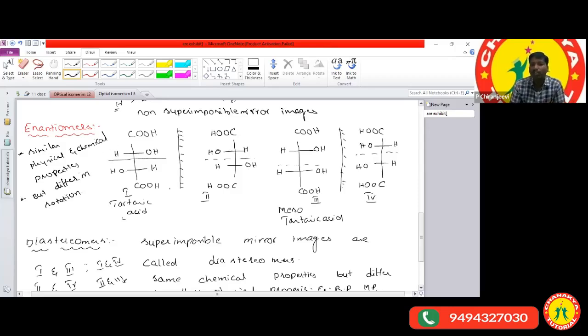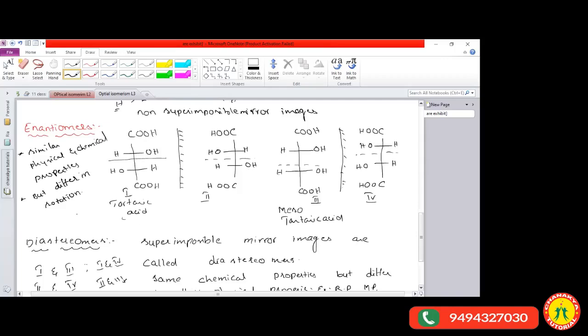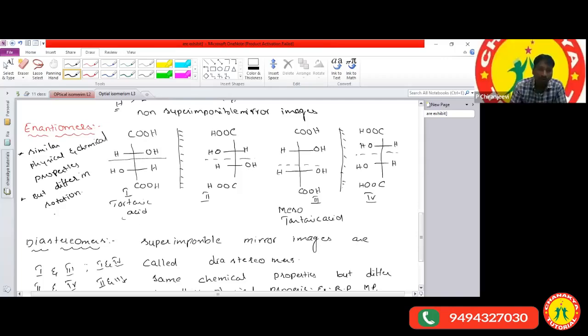enantiomers. In this one, my question is, which we can call as enantiomers? Okay, I gave four structures. Which are the enantiomeric pairs? Again, same options I am giving. Okay. 1 and 2. 1 and 2 is the enantiomeric pair. Very good, Anjan.